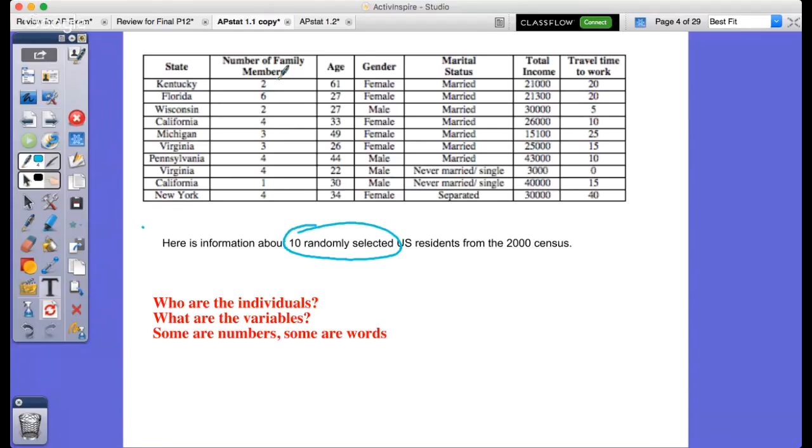As we look at this, we have specific individuals. The individuals within this study come from the 10 randomly selected U.S. residents. We're going to talk about this a little bit later, but that 10 would be representative of what we call little n. And so little n represents the amount of individuals that come from that specific study. We then go to a second thing. What are variables? Well, within variables, we actually have 7 different variables that are here, okay?